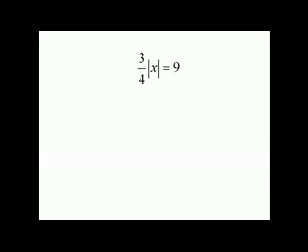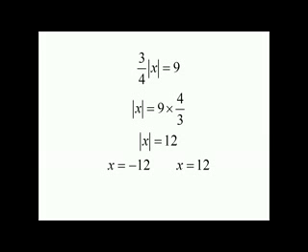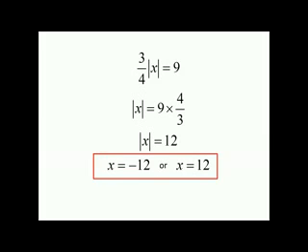Here's another absolute value equation. Big difference here is we've got something outside the absolute value. We have to deal with that before we break up the equation into two smaller equations. So I'll get rid of the 3/4 by multiplying by 4/3. Absolute value of x equals 12. Now we break it up into two small equations, x equals negative 12, x equals 12. So here are our two solutions, and we box them in together.